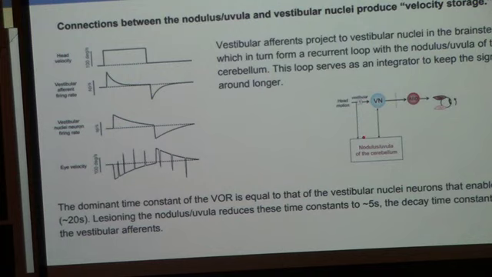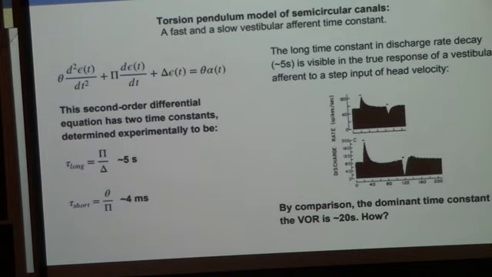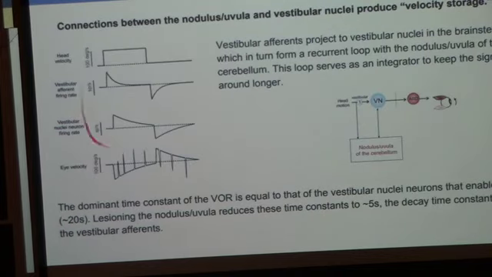Just remember the terminology. The important thing here is that in this case, we also have an integrator. The integrator for this plant is the nodulus and the uvula of the cerebellum, which elongates the signal. And so VOR essentially takes 20 seconds instead of just 5 seconds. These graphs right here show that, yes, VOR is taking a lot longer than the actual vestibular firing.